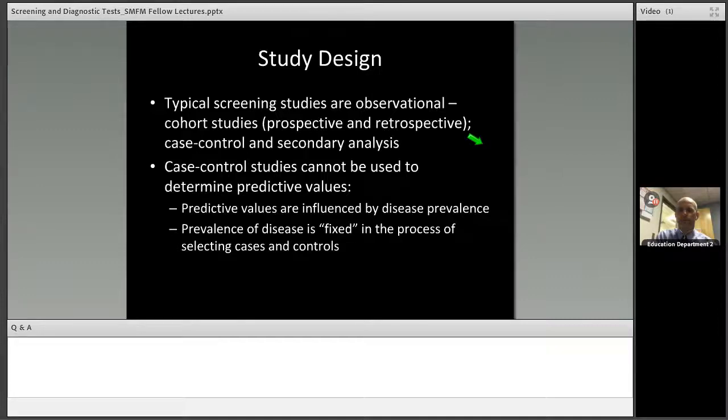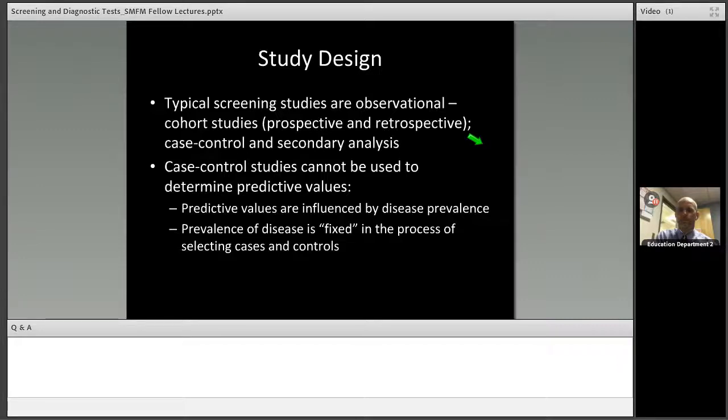The study design can also influence the impact of the sensitivity and specificity of screening and diagnostic tests. Typically, most screening tests are observational in nature, and they tend to be cohort studies, either prospective or retrospective. But sometimes they can be case control studies, and they can be secondary analyses of primary studies. We have to be very careful with case control studies because we cannot use them to determine the positive or negative predictive values of a study.